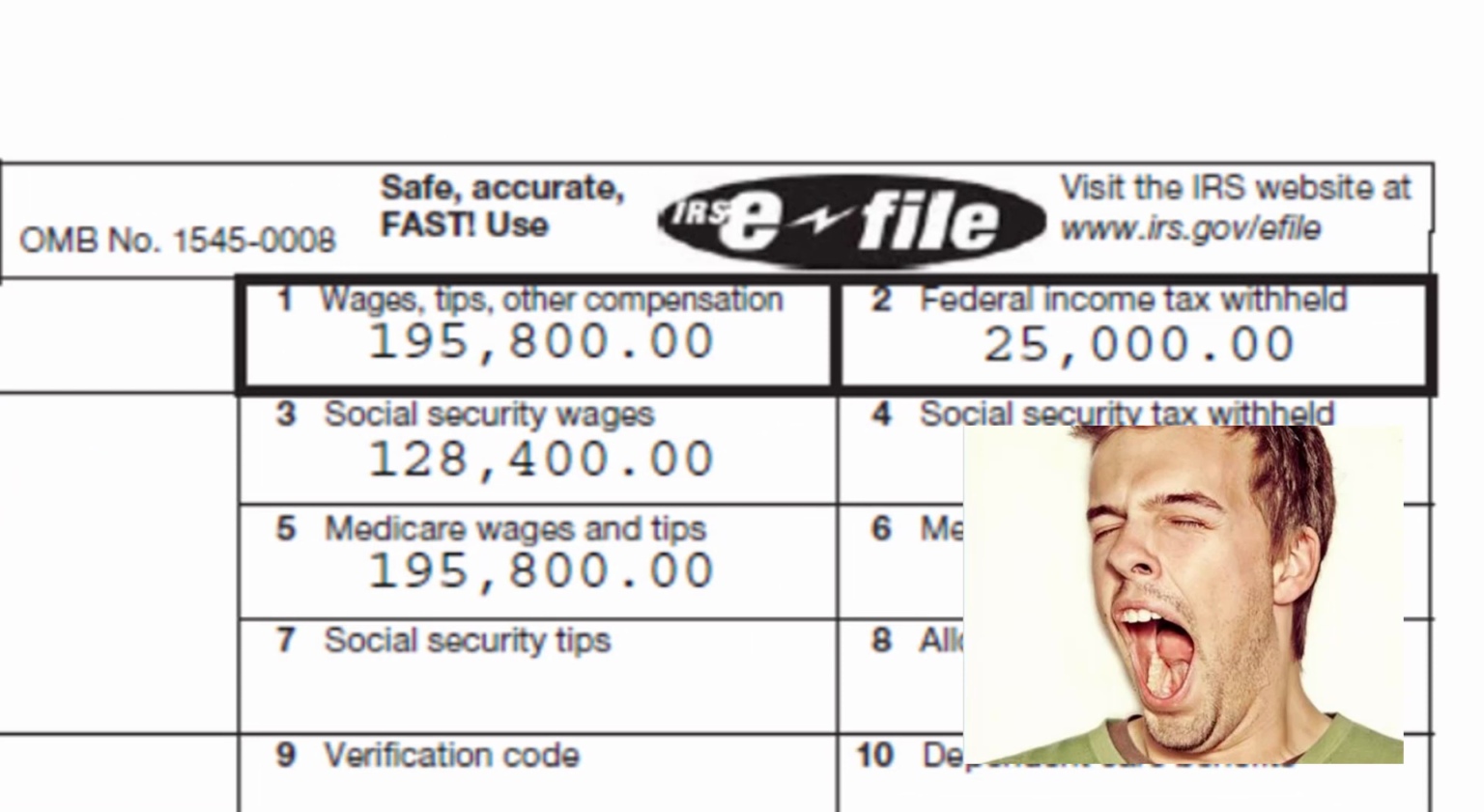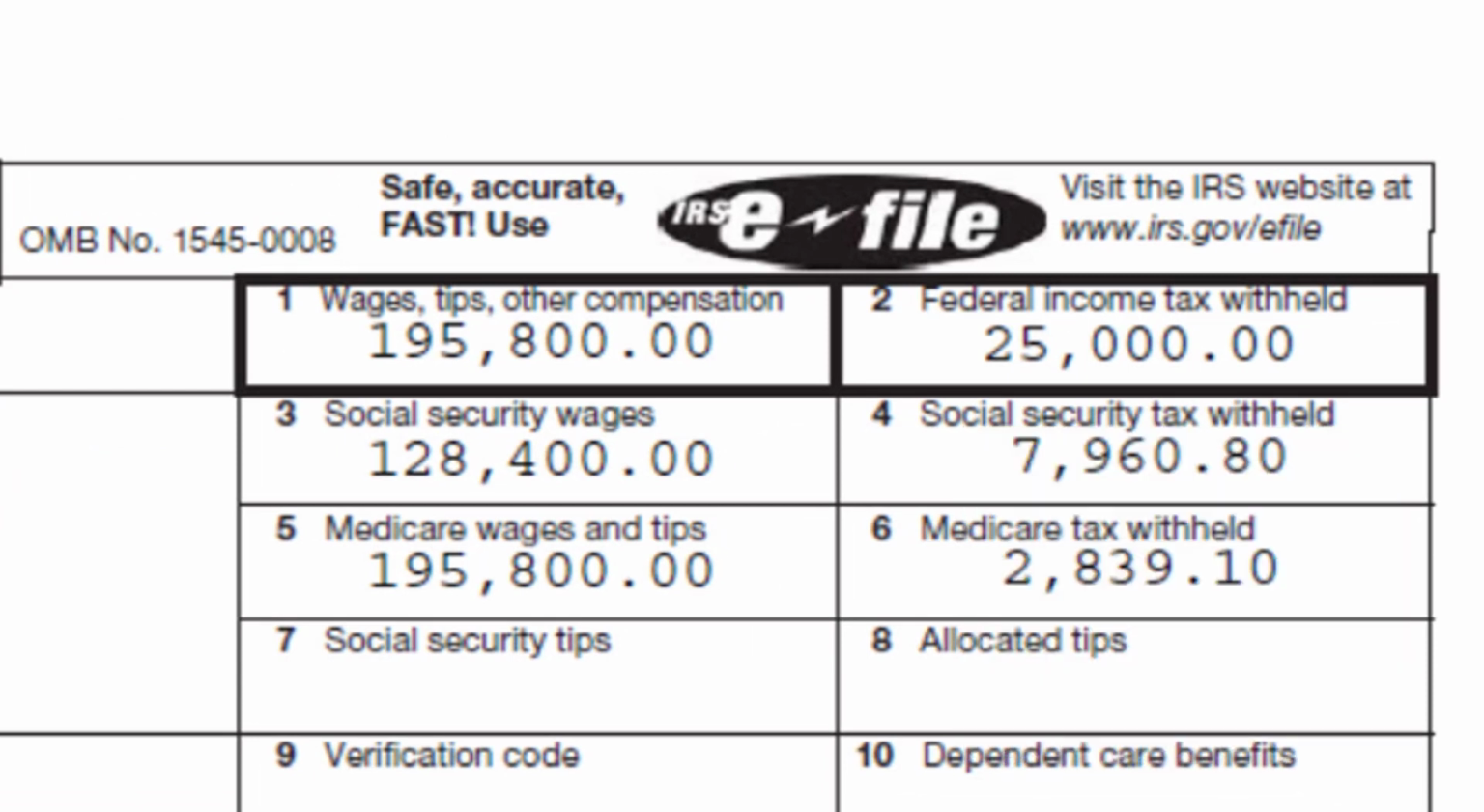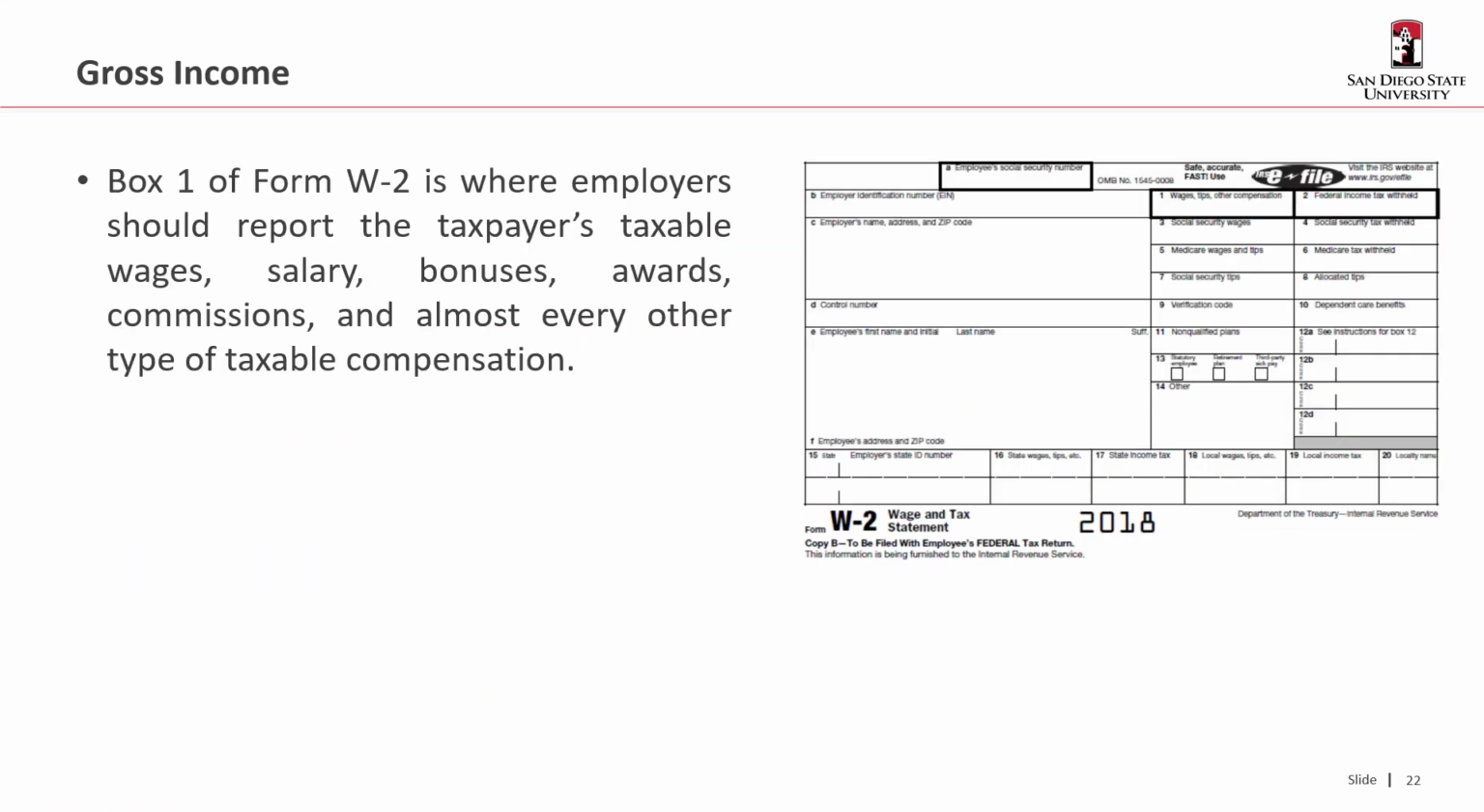And recall, the in-class exercise we did also had differences between box 1 and box 3 and box 1 and box 5 related to something that was in box 12. But in any event, this information is provided by the employer. And only if the employer makes a mistake does the employee then need to do some sort of manipulation to the numbers on the W-2. Okay, so again, box 1 is where the employer should report the taxpayer's taxable wages, salary, bonuses, awards, commissions, and basically almost every other type of taxable compensation.